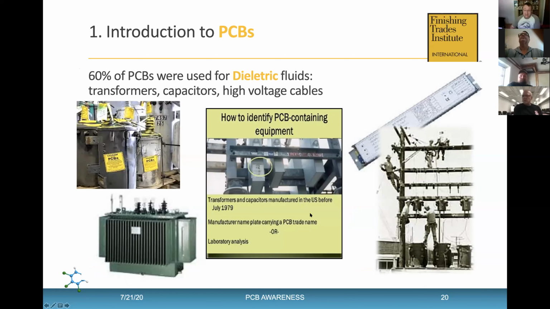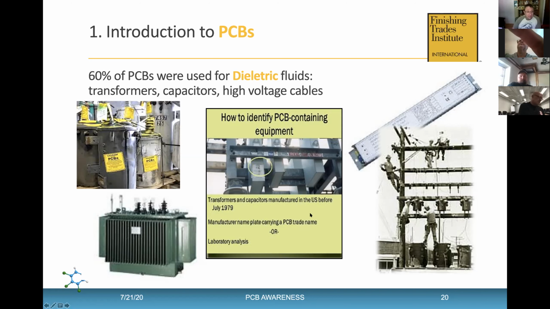So PCBs were pretty much invented and production started back in the 1920s, 1926. A lot of them were made by Monsanto, about 99% of them by weight. They were banned eventually in 1979 because they were found to be incredibly toxic. And it took a while to do that because it was known to be toxic for workers, the public, and the environment back in the 1930s.